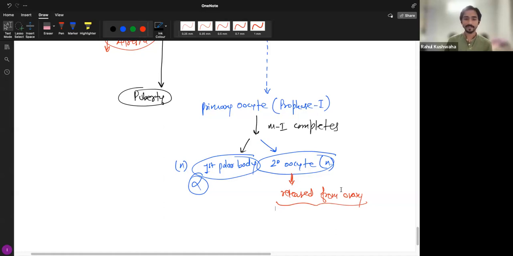once sperm finds it. Okay, so I will dictate and we'll complete this in the next class, and we'll directly go to the process of fertilization, implantation, and what happens next. So that's another beautiful story for the next class.